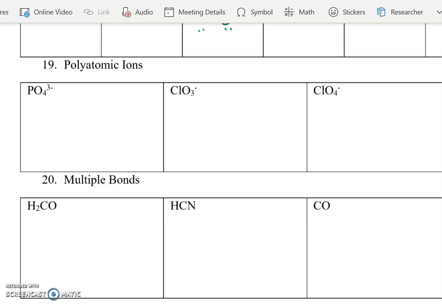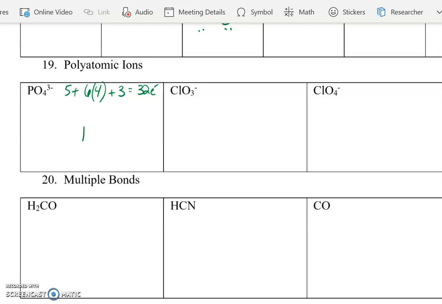So we're going to draw the Lewis structure for phosphate. Same strategy. Phosphorus has 5 valence electrons. Oxygen has 6. We'll multiply by 4 because there are 4 of them. Last thing, with these polyatomic ions, we've got a -3 charge, which means we have 3 extra electrons. So 5 plus 24 is 29, plus 3 is 32 electrons total.